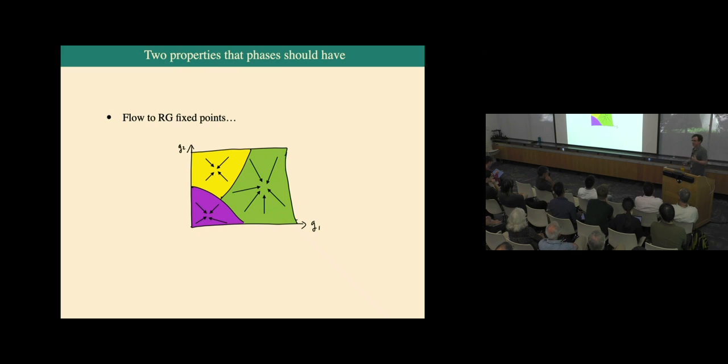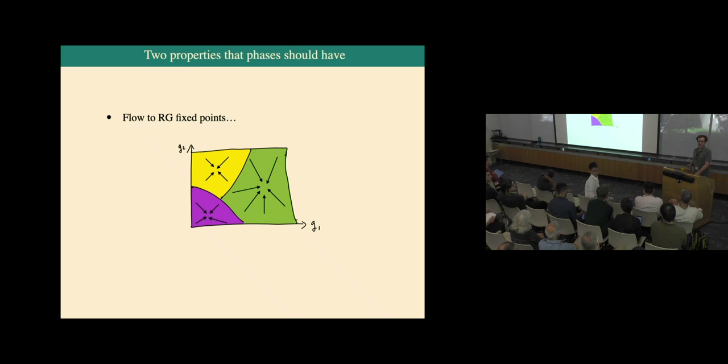One point I want to emphasize is that sometimes we talk about phases as fixed points, almost like the definition: phases are defined by different RG fixed points. I don't think that's the right point of view. I think it's a property. So I think phases should be defined as an equivalence relation, and then you want that equivalence relation to have this property.